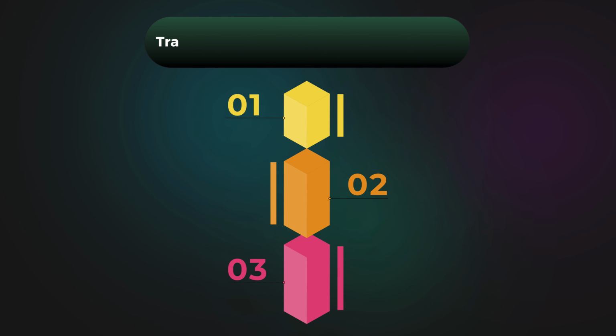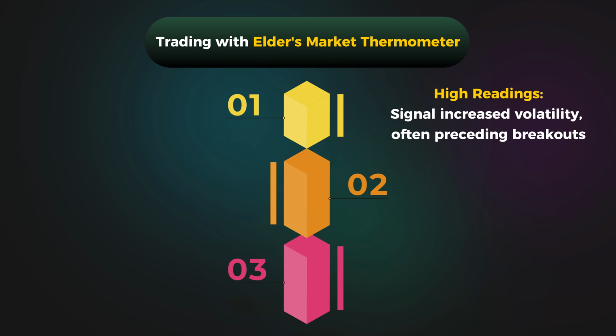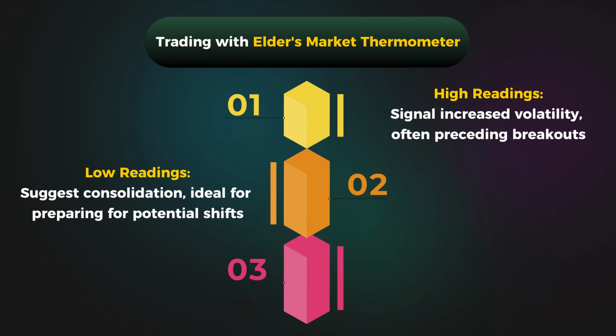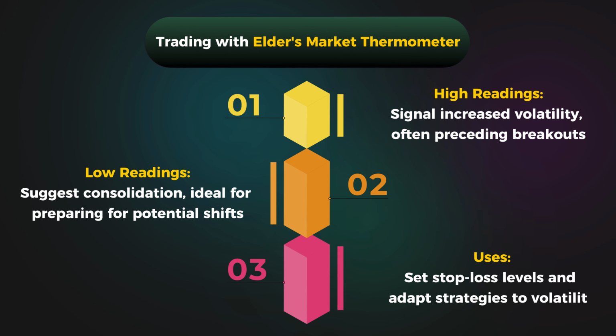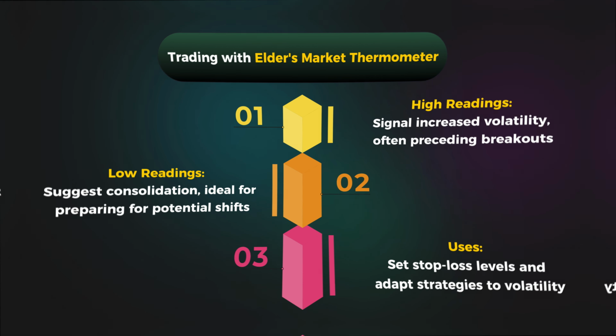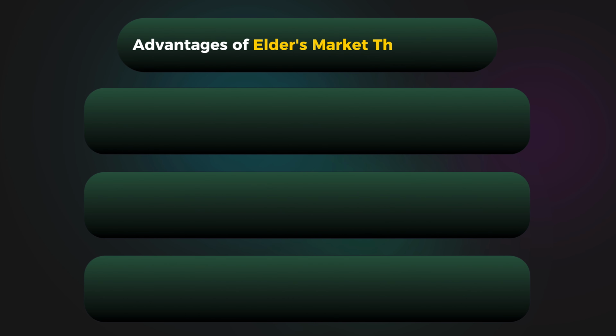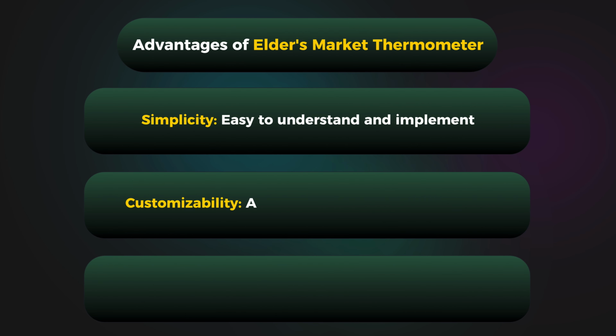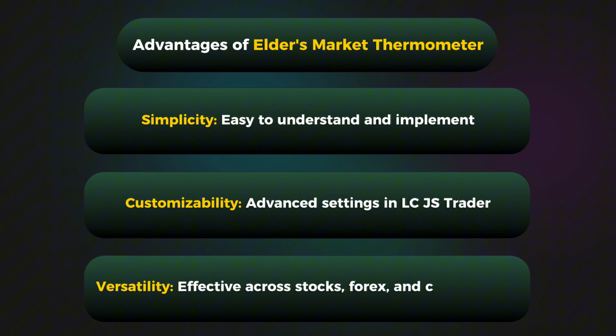High thermometer values signal increased market activity, often leading to breakouts, while low values indicate consolidation, offering traders time to strategize. The Elders Market Thermometer offers simplicity and versatility. Its custom features in LightningChart JS Trader lets you tailor it to your trading style.